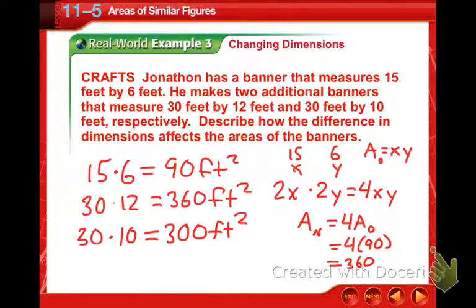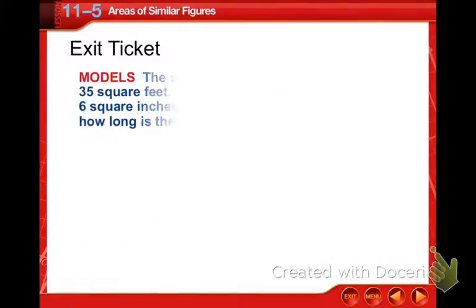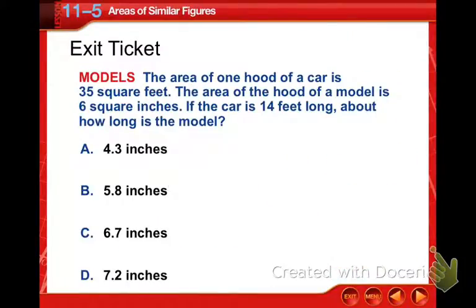So your exit ticket is similar to the ones we just did before, where you have to find x of the side length, squaring it, just like we did those 2 problems. Finish that up, and that will be it.